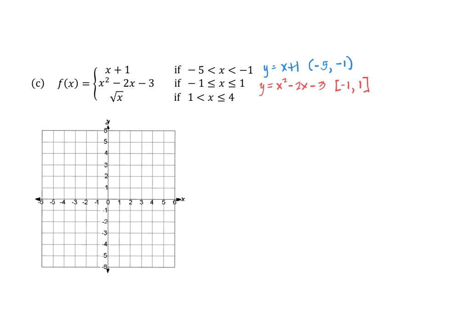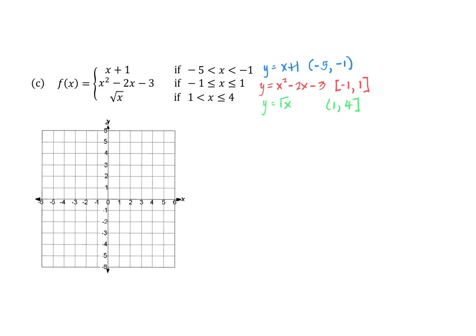The last piece is y equal to the square root of x. So remember that would be our square root function. And we've transformed this many times in 2.2 and 2.3. The interval would be 1, comma, 4, including 4, so it would be a bracket. So these are the 3 intervals that I'm going to graph my 3 pieces.